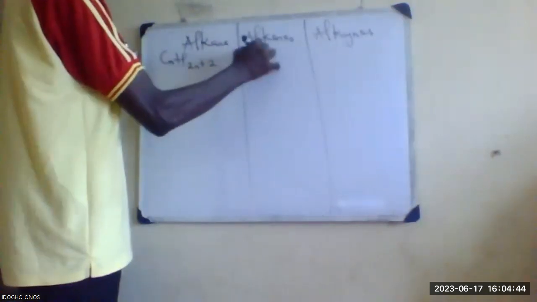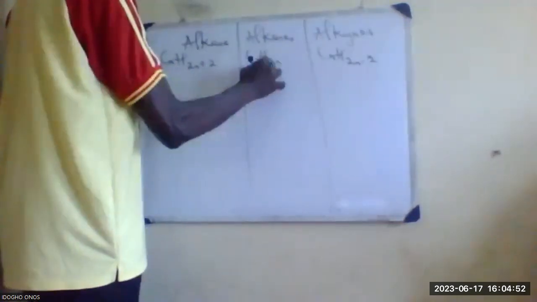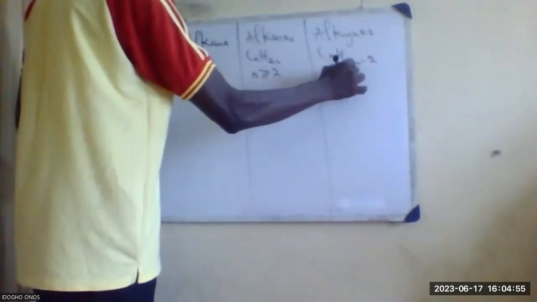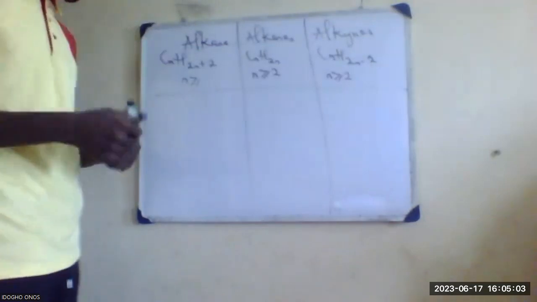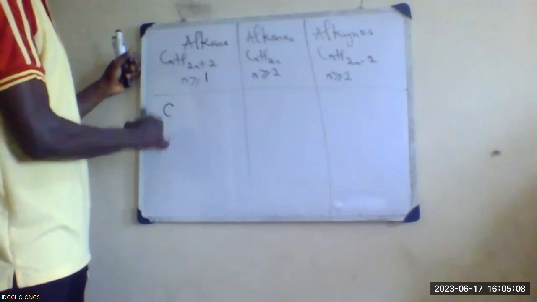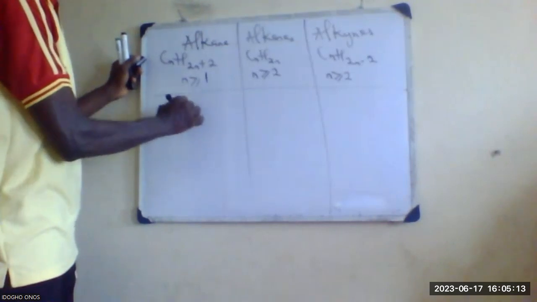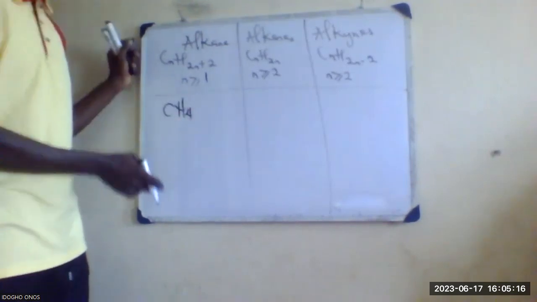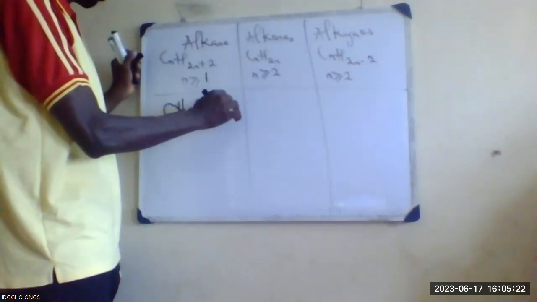CnH2n+2, CnH2n, CnH2n-2. Now, for alkanes, the first member is 1 carbon atom, so that will be C. 2 times 1 will give me 2, plus 2, that's 4. CH4. We don't need to write C1H4. Let the student know it is CH4, and this CH4 is called methane.